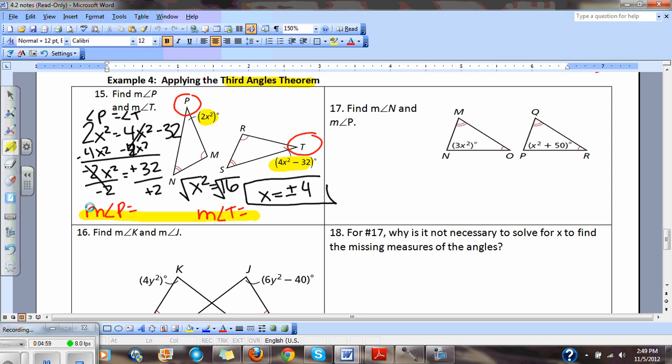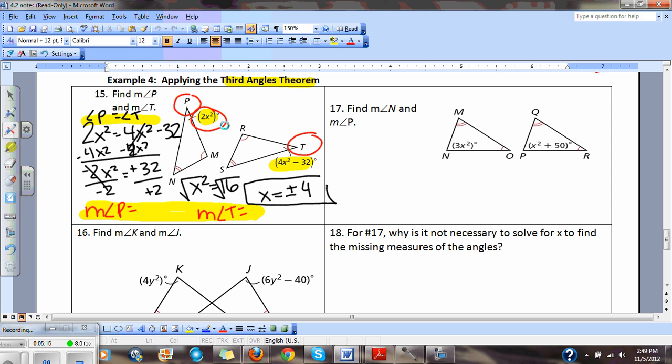My final answer should have been, what is the measure of angle P? What is the measure of angle T? So what you're going to do is plug it in. They're the same thing, right? I already said that they're the same thing. So I just have to pick one angle to plug it in, and I think this one's easier, so I'm going to plug it in here.